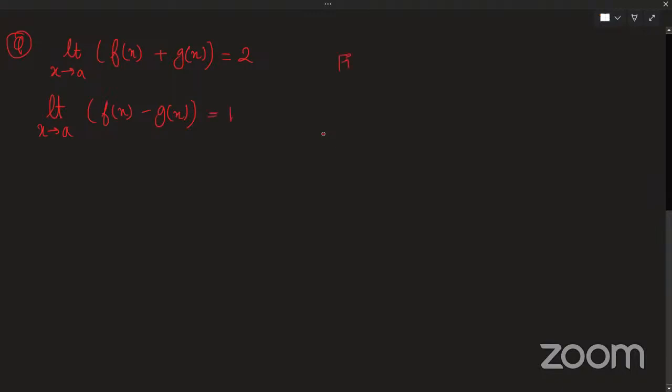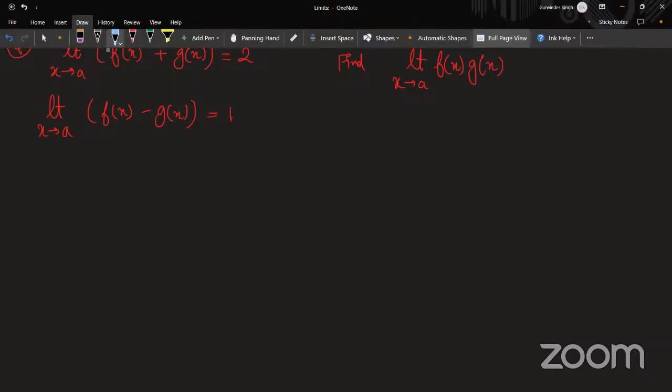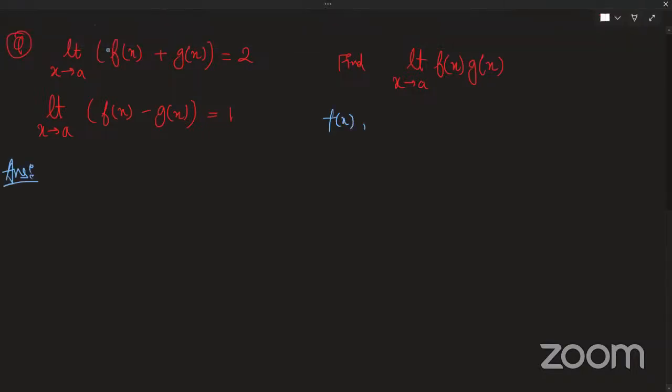So you have limit x tends to a, f of x plus g of x is equal to 2, and you have limit of x tends to a, f of x minus g of x. f of x and g of x both are polynomial functions. Its value is 1. So it is asking you to find limit x tends to a, f of x into g of x. Fine. Everyone has understood the question? f of x and g of x both are polynomial functions.